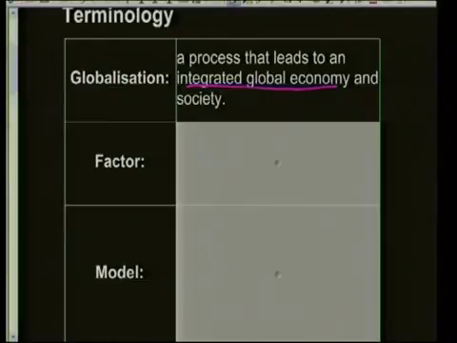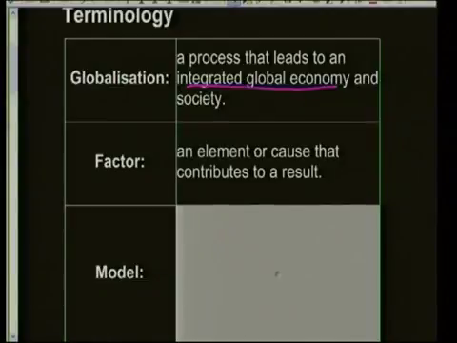All right, when we refer to factors, we are looking at elements or causes that will contribute to a specific result. So if we look at the factors affecting development, we are looking at factors that are going to contribute to development or cause different results in different forms of development.